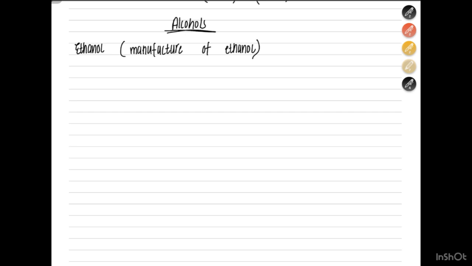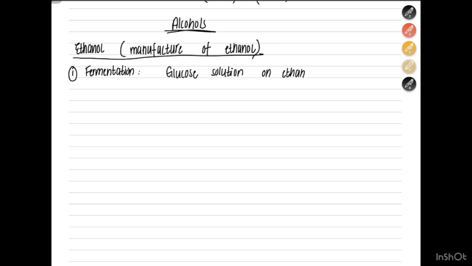Basically, we can have different ways. First is very common. This is called fermentation. Fermentation occurs in bread, in the presence of yeast. Basically, what happens is when you have a glucose solution, on fermentation it gives ethanol and carbon dioxide.